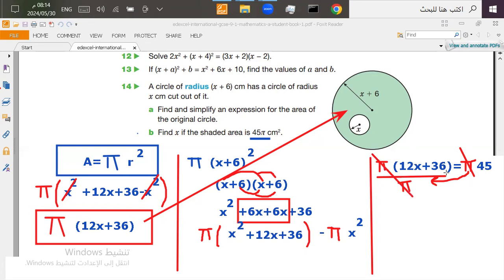Then I have 12x plus 36 equals 45. Now I'm going to solve this. I'm going to take 36 to the other side by subtraction. So 12x equals 45 minus 36. Okay. So 12x will equal, when you subtract 45 minus 36, you'll get what? Use a calculator. 45 minus 36. It's going to be 9.